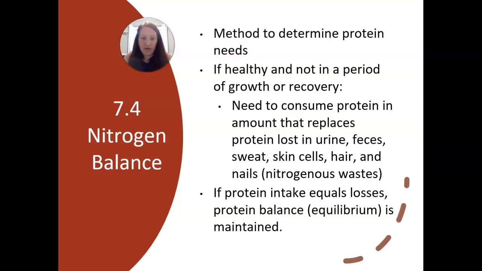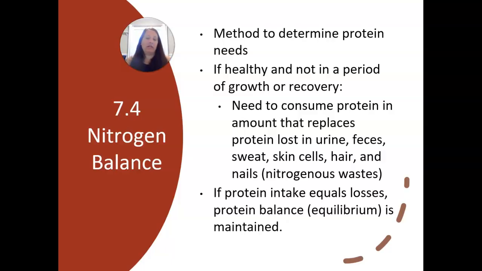Okay, we're on to part 4 of the chapter. We're going to start off talking about nitrogen balance. This is a method used to determine the protein needs of an individual. If an individual is healthy and not in a period of growth, recovery, or disease, then the individual needs to consume protein in the amount that replaces protein that is lost.